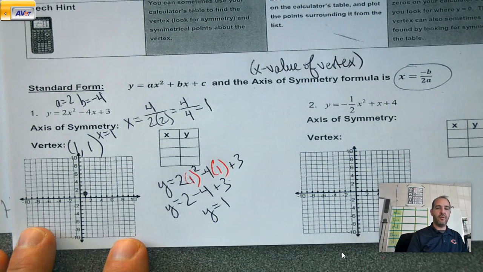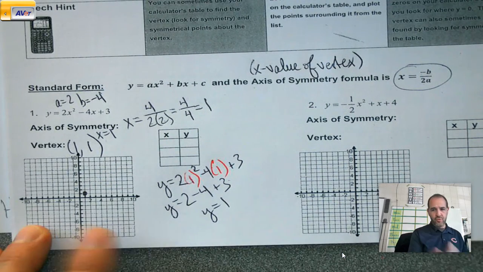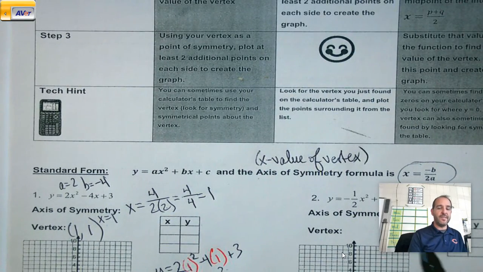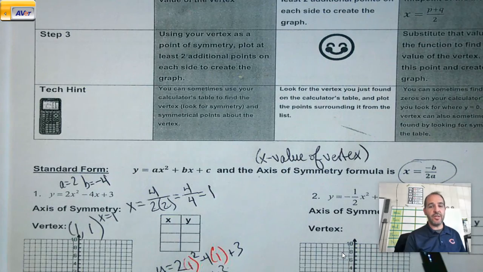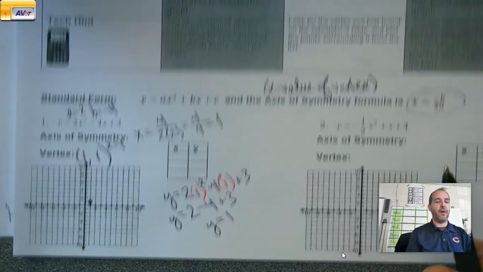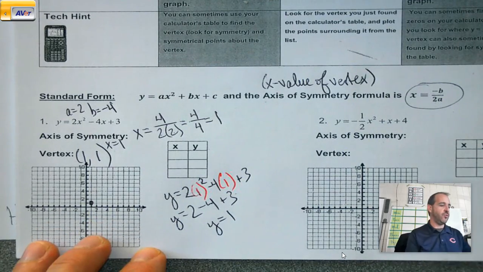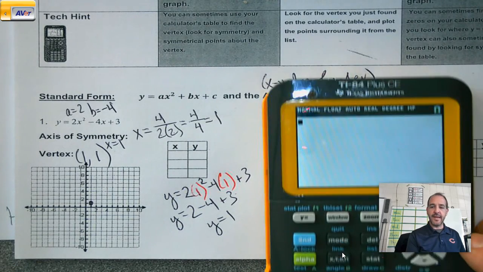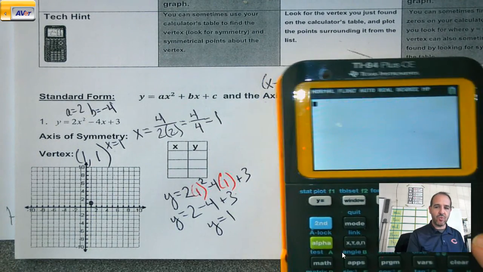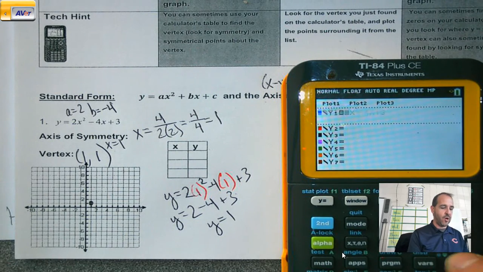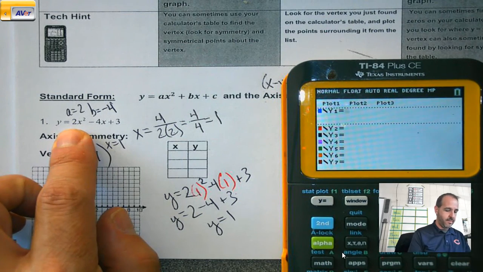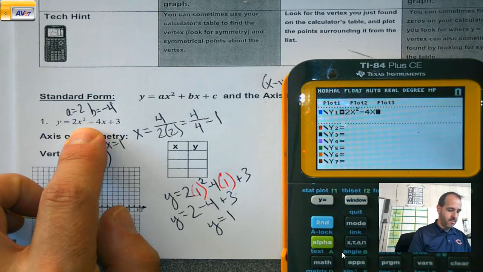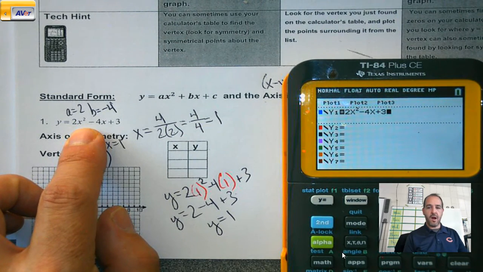So you're like, okay, well, now what? You know what I'm going to do. Back to the chart. Using your vertex as the point of symmetry, plot at least 2 additional points on each side to create the graph. Now, there are going to be multiple ways that we can do this as we go ahead. For now, since we're rookies at this, I would say the easiest way to go is going to be to go into our calculator, type in our expression.